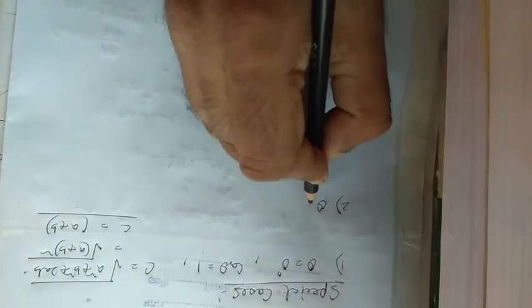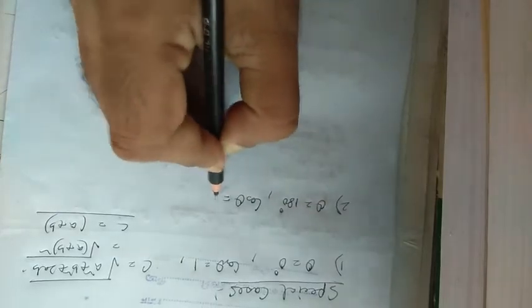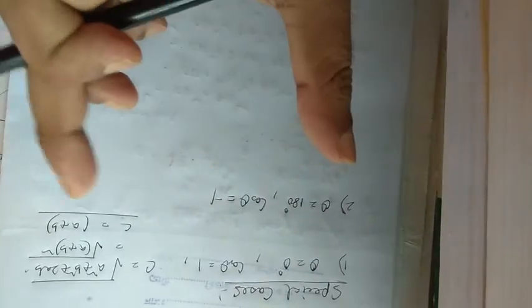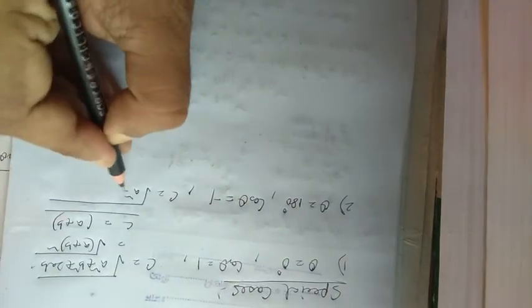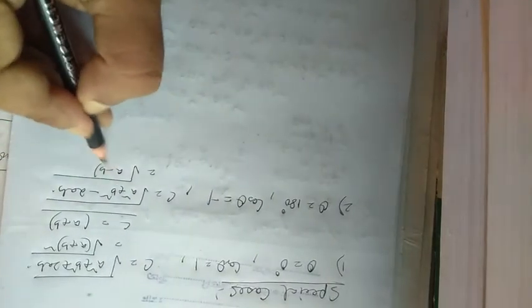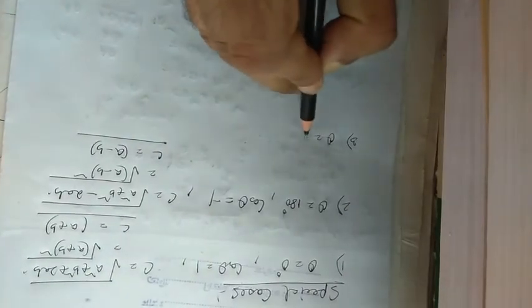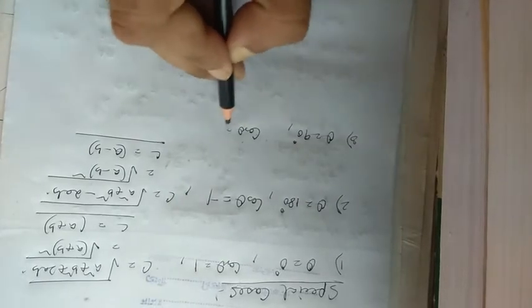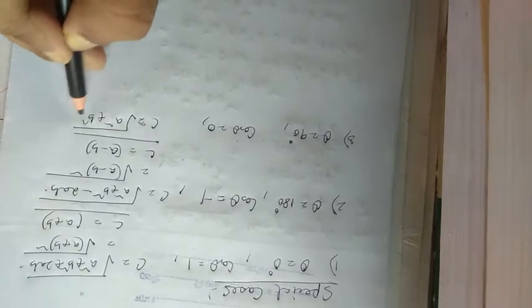Now the second case, if theta is equal to 180 degrees, that means cos theta is equal to minus 1. 180 means both vectors are acting in opposite directions. Now C becomes root over a square plus b square minus 2ab, so root over a minus b whole square, that means a minus b. Both vectors get subtracted from one another. The third case is theta equal to 90 degrees. Now cos theta becomes 0, so C is equal to root over a square plus b square. The remaining term becomes 0.